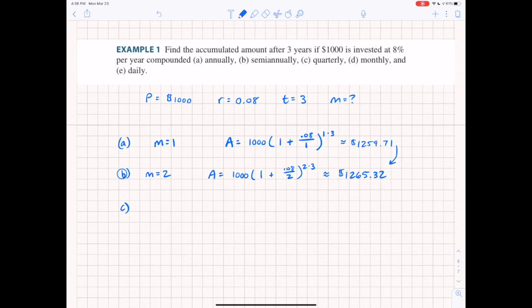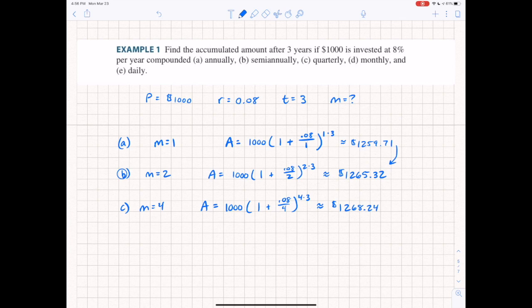All right, in C, we're compounding quarterly, so M is going to be equal to 4. So this means my accumulated amount will be A is equal to 1,000 times 1 plus my rate, which is 0.08, split 4 ways. And after 3 years, I'm going to get a total of 4 times 3, so roughly 12, compoundings. And so this is going to be approximately $1,268.24. So again, increasing by roughly about $3 here.